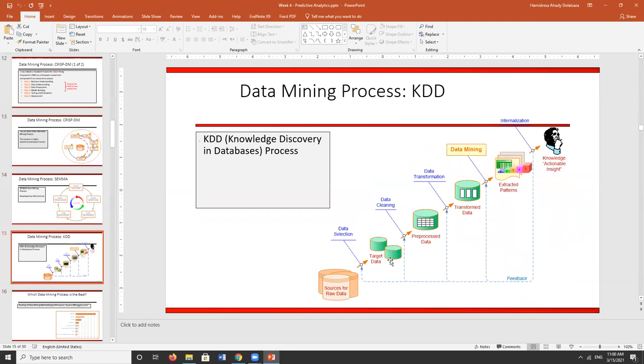KDD, knowledge discovery in databases. Again, as you see, it might be like a triangle or a pyramid. But again, as you see, it has different steps, which have similar meaning, like data selection, which in CRISP-DM is like business understanding and data understanding. Then you have data cleaning, which in CRISP-DM is data preparation, and then data transformation, then model prediction, and then you evaluate. And if you're satisfied with your evaluation, you extract the pattern and basically provide the knowledge. The knowledge could be, as I say, in healthcare, finding the factors associated with your patients' survival.